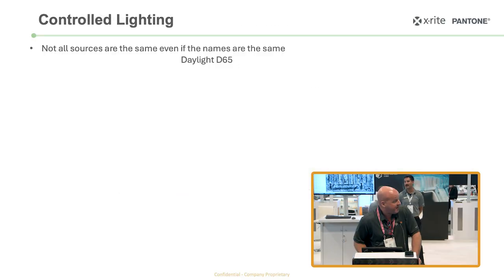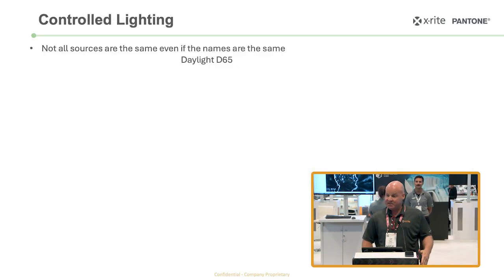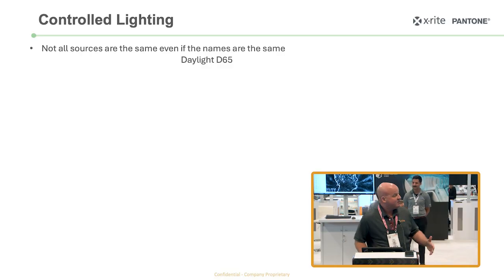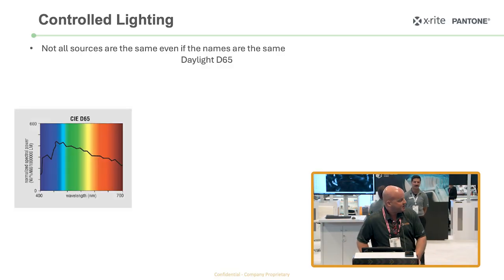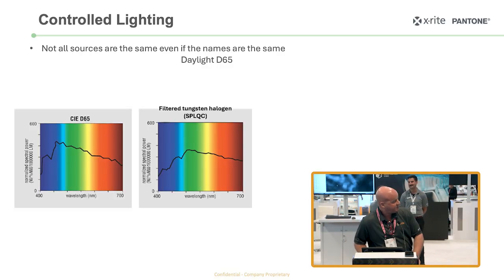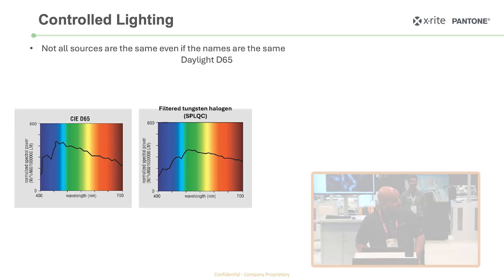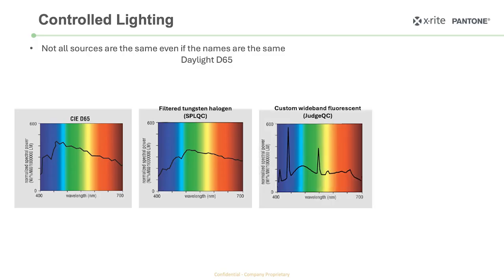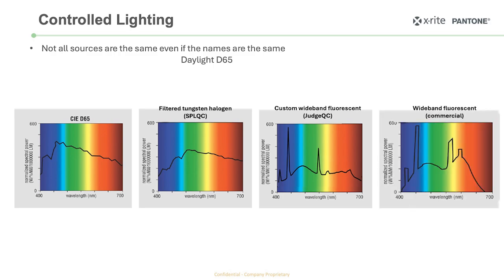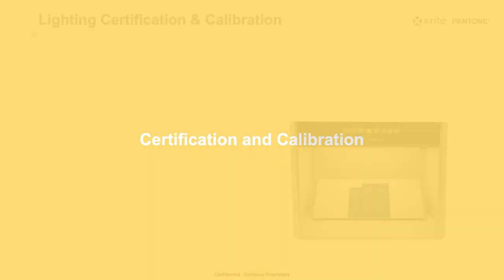Not all sources are the same, even if the names are the same. So even in daylight, there's D65, which is a bluer light source, and tungsten halogen. These are all representations of daylight. So just because you go buy a daylight bulb doesn't mean you're buying the same daylight bulb. So you got to have some type of control, which is what this is.